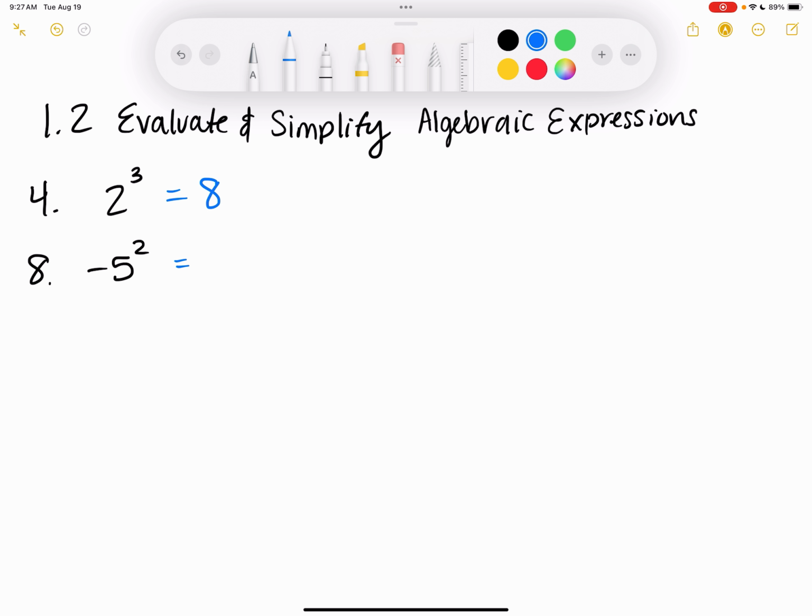I'm still confused. So if it was instead this, this would be equal to +25. So in this case, the square is only on the 5, not the negative. Over here, the square is on the negative and on the 5.